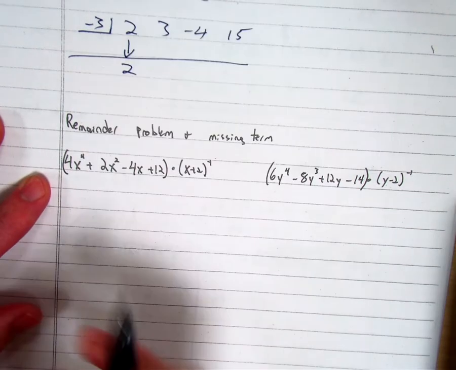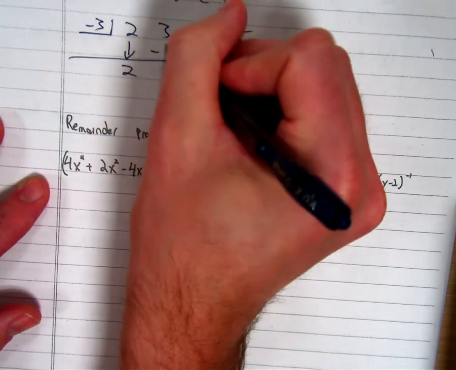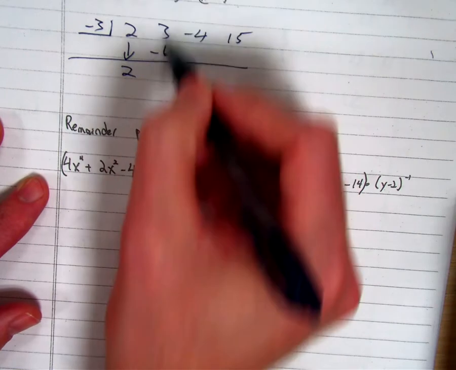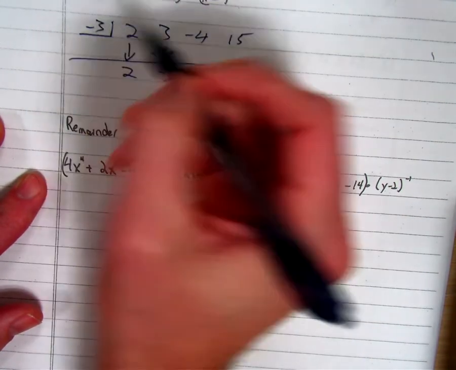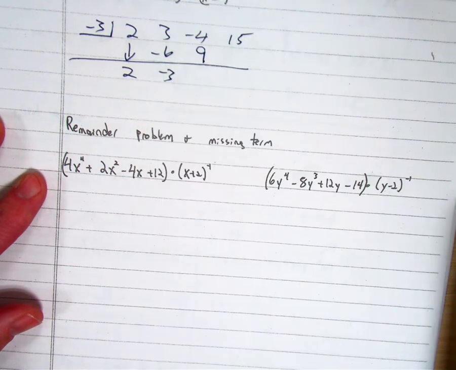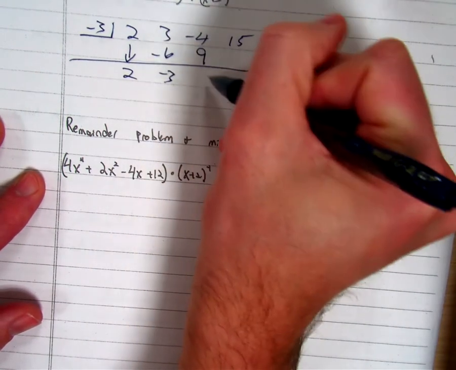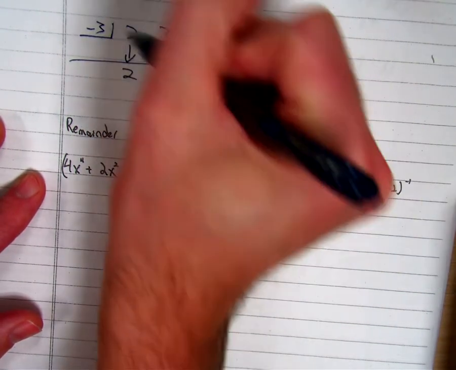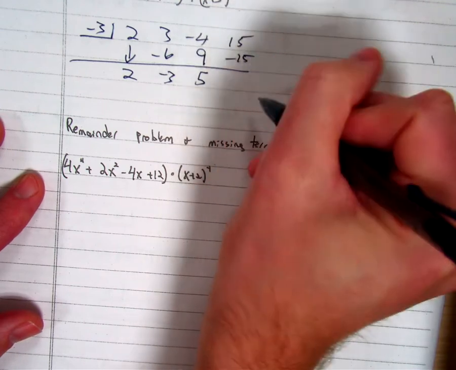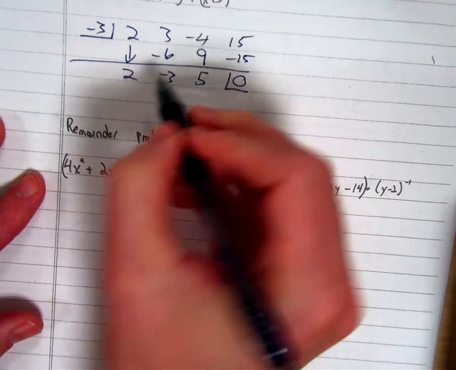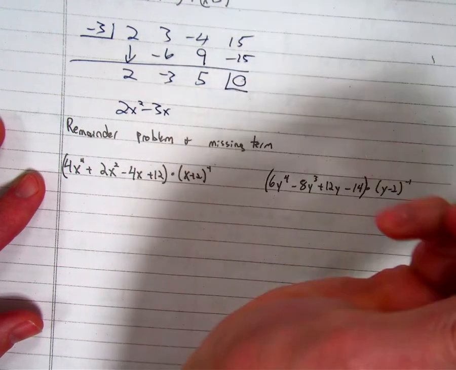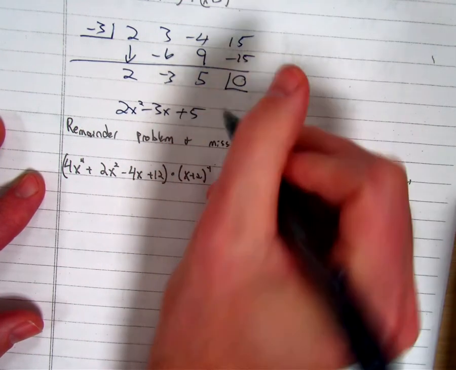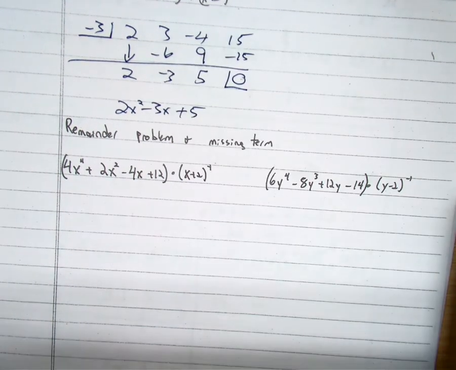2 times negative 3, negative 6. Add down. Negative 3. Negative 3 times negative 3, positive 9. Add down. 5. 5 times negative 3, negative 15. No remainder. My answer is 2x squared minus 3x plus 5. Piece of cake.